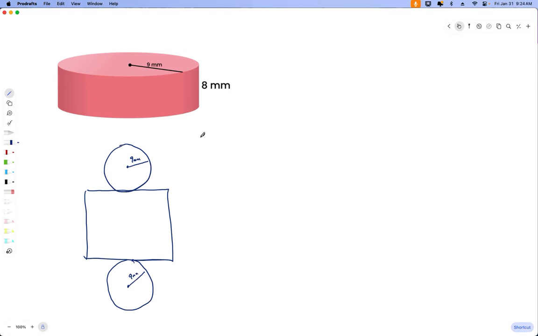Okay. The height here is 8 millimeters. So now we have to find the circumference, which is going to be the width of our rectangle. So let's do that first, just so we have that dimension.